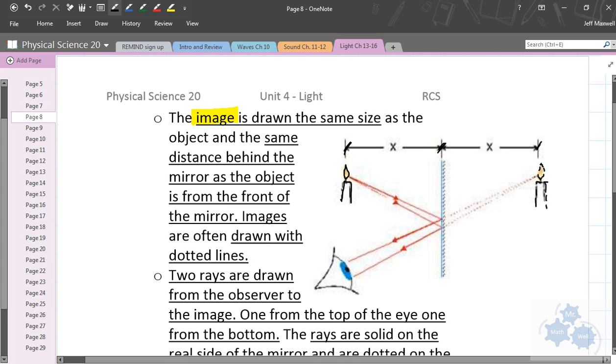Anything that's behind the mirror is drawn with dotted lines. Okay, anything that's behind the mirror. So behind the mirror we have dotted lines.